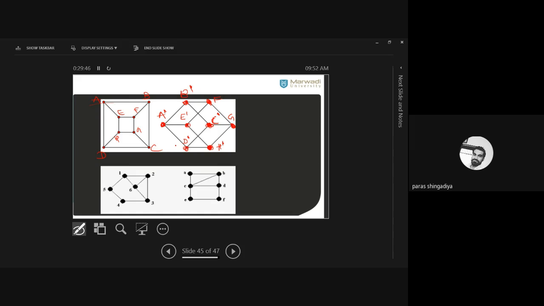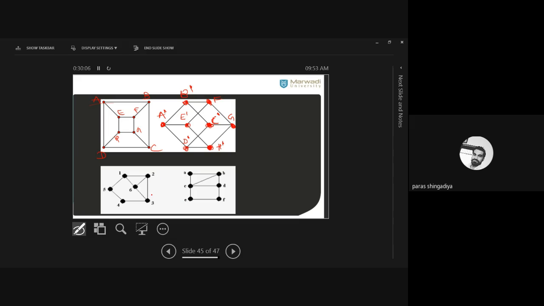Is there any confusion in this graph? Anyone? Okay. Now we can also try it for the second graph. There are 6 vertices given, both have 6 vertices. Clear?